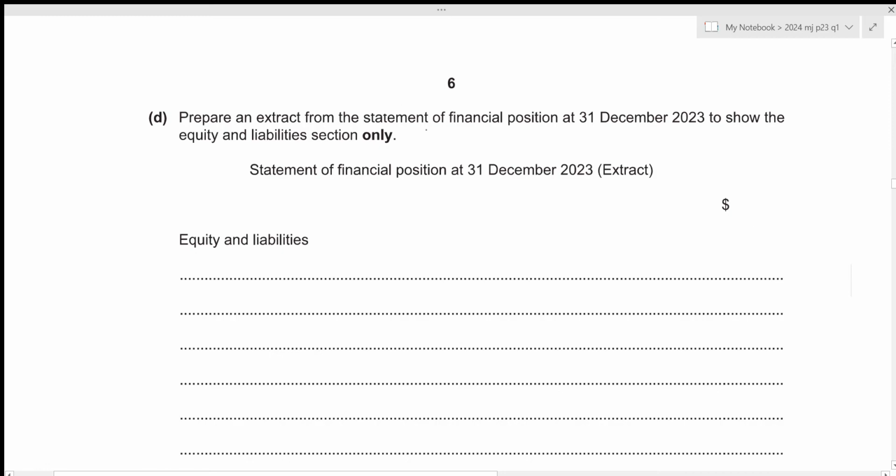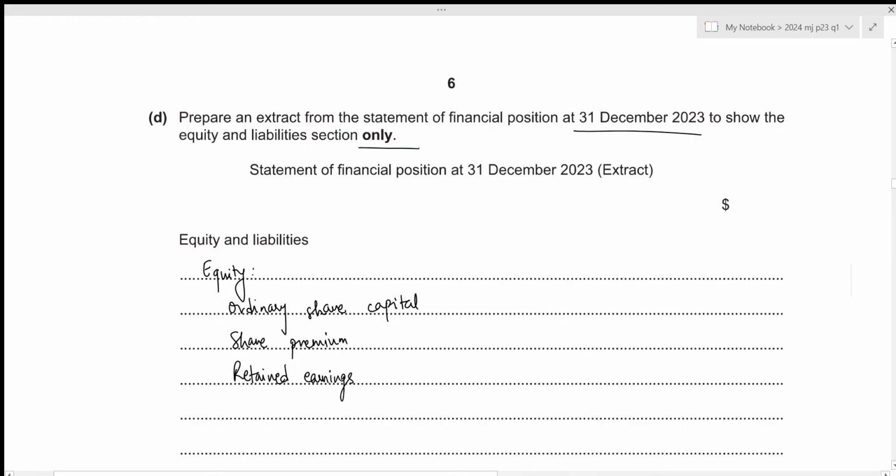Now we need to prepare an extract from the statement of financial position at 31st December 2023 to show the equity and liabilities section only. Okay, let's start with the equity section. For equity, we have the ordinary share capital, then we have the share premium. We were given the revaluation reserve as well, but due to the revaluation downwards at the closing date, there will be no revaluation reserve. So there will only be the retained earnings.